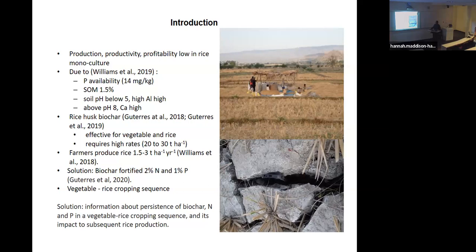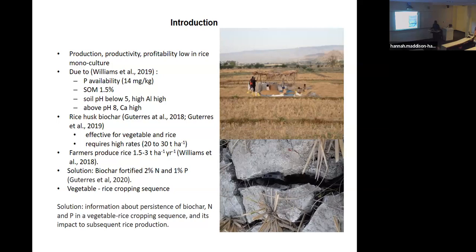And that is with a high content of calcium. What this means is that if the soil pH is below 5 with high aluminum, and then high calcium, this is tied up with the phosphorus, and the phosphorus is not available for rice, while rice is looking for phosphorus availability in order to push production. So that is a big problem.